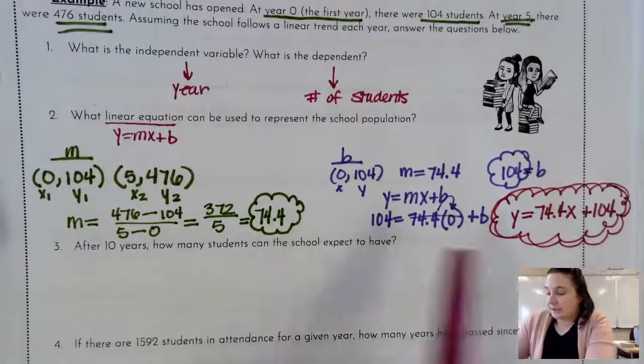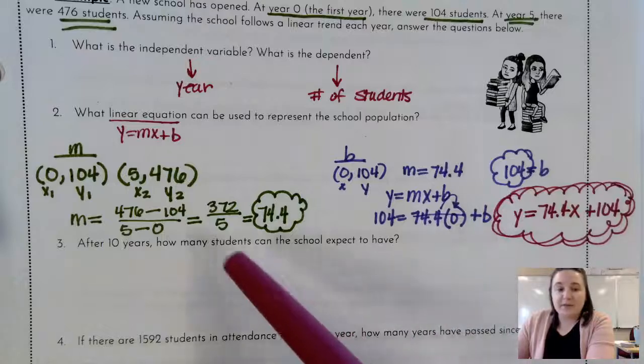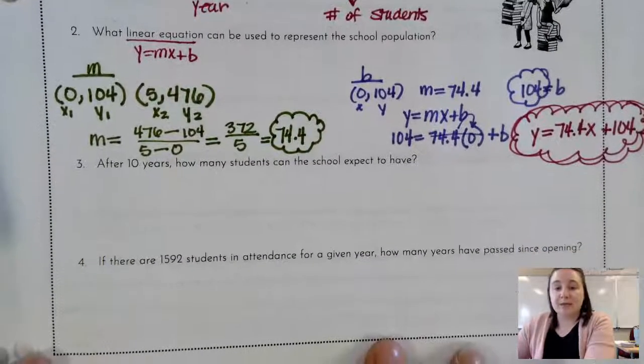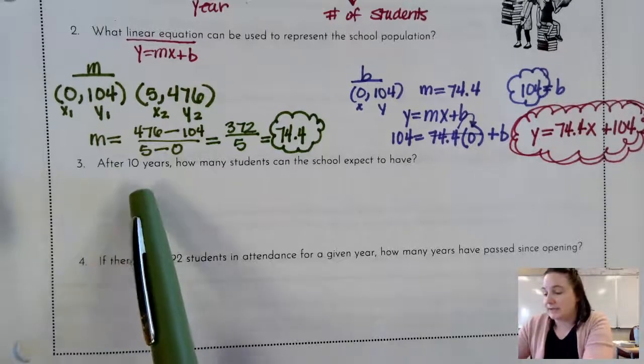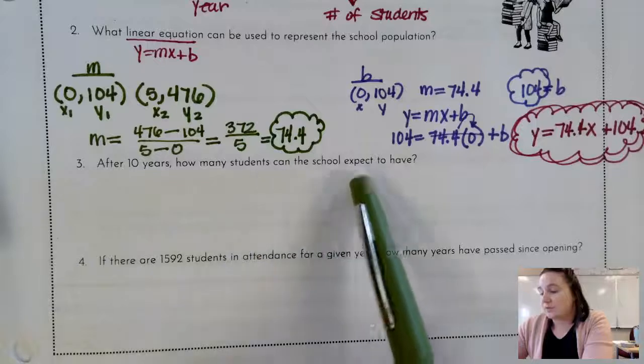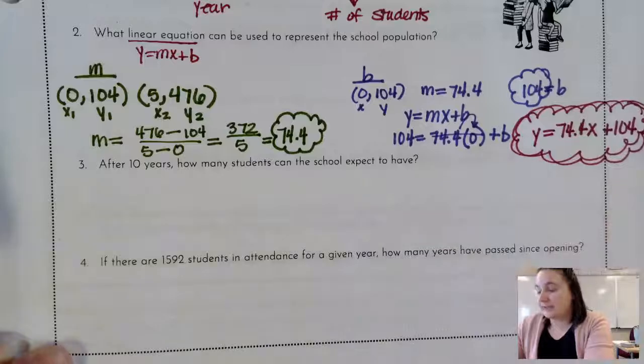If you need to pause it here to make sure that you are caught up with all these pieces, please do so. But the next two questions ask us to use our equation. So the only reason we want to write these equations is so we can actually solve problems and predict things about that relationship. And so this question says, after 10 years, how many students can the school expect to have? So you can imagine a scenario where we would like to plan 10 years out. How many students are we going to have? How many books are we going to need? How many tables are we going to need? Classrooms, teachers, those kinds of things. So we can use our model to predict that.